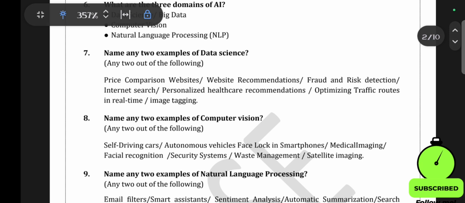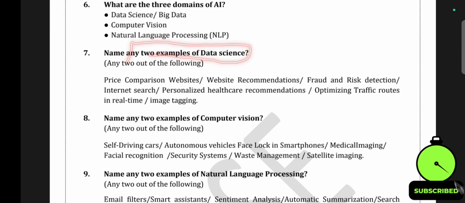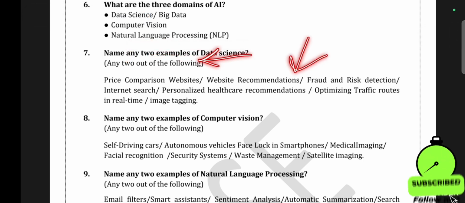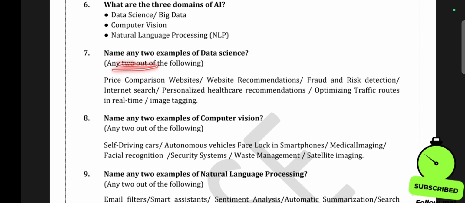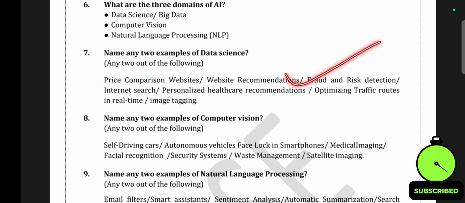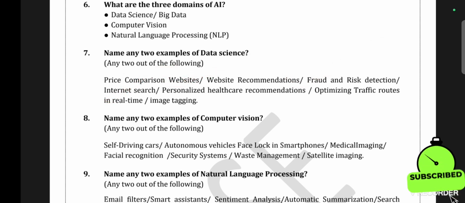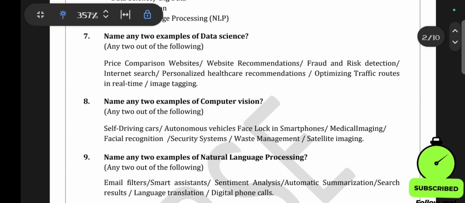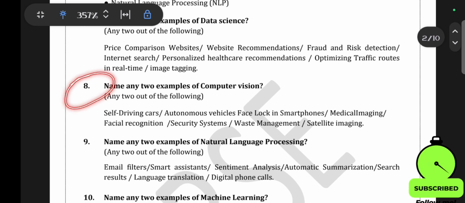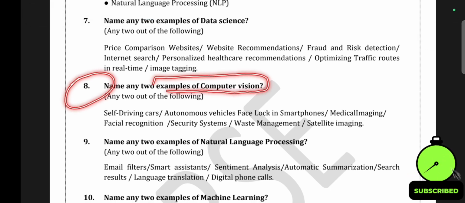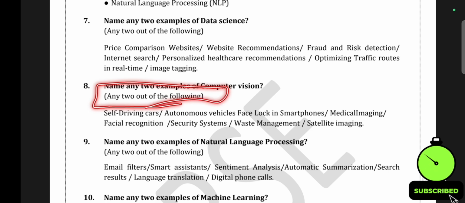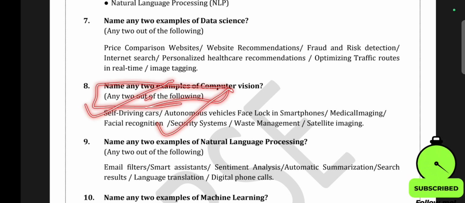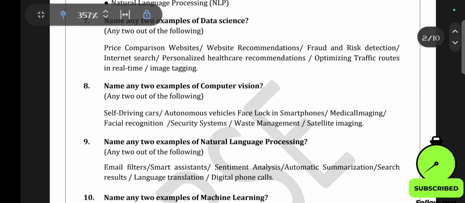Name any 2 examples of data science. Here many are there. You have to write just 2. Price comparison website, recommendation, fraud and risk detection, internet search, personalized healthcare, and many more. Name any 2 examples of computer vision. Any 2 you have to write down. Self-driving car, security system. From here, more you can write.